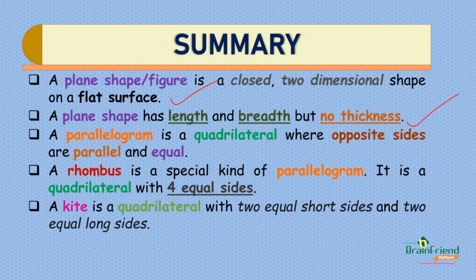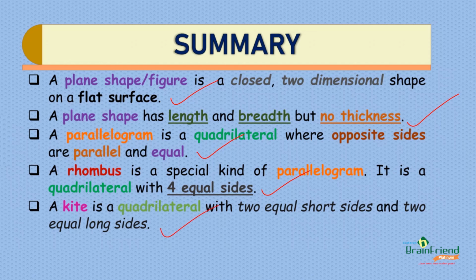Going on, we learned that a parallelogram is a quadrilateral where opposite sides are parallel and equal. We also learned that a rhombus is a special kind of parallelogram and that it is a quadrilateral with 4 equal sides. And finally, we learned that a kite is a quadrilateral with 2 equal short sides and 2 equal long sides.